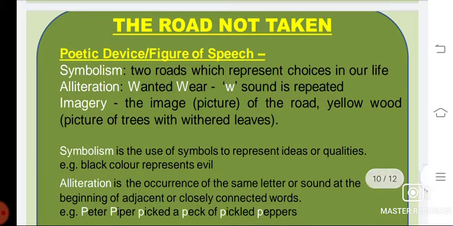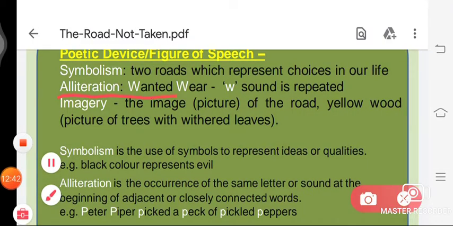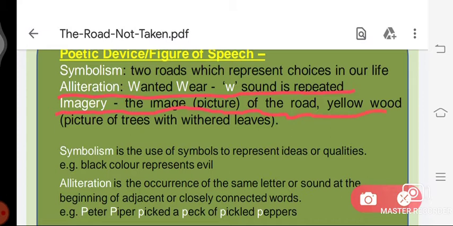The poetic devices and figures of speech used in the poem. Symbolism: two roads which represent choice in our life. Alliteration: wanted wear, where the W sound is repeated. Imagery: the image, the picture of the road, the yellow wood, the picture of trees with red leaves.